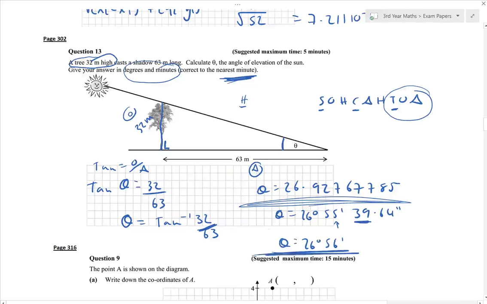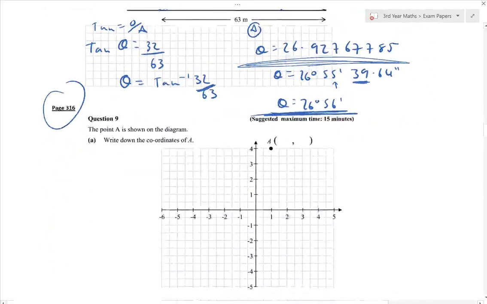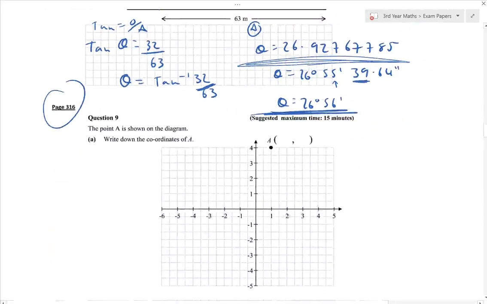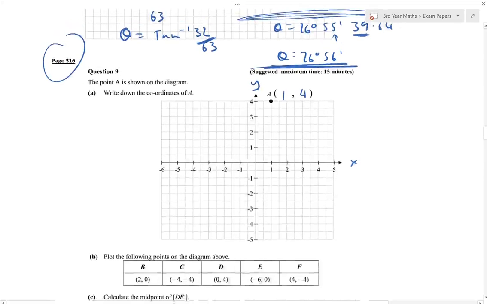Okay. The next question is on page 316. So it says the point A is shown on the diagram. Write the coordinates. Again, you always read from the x first. X always comes before y. So x is 1 and y is 4. So the next thing it says is plot the points on the diagram. So plot all the points.